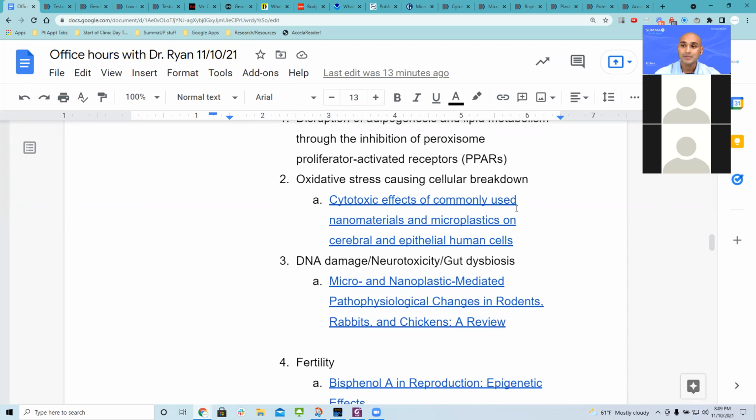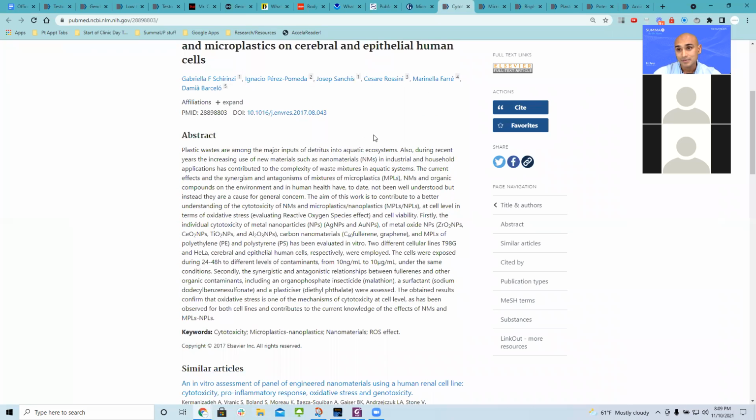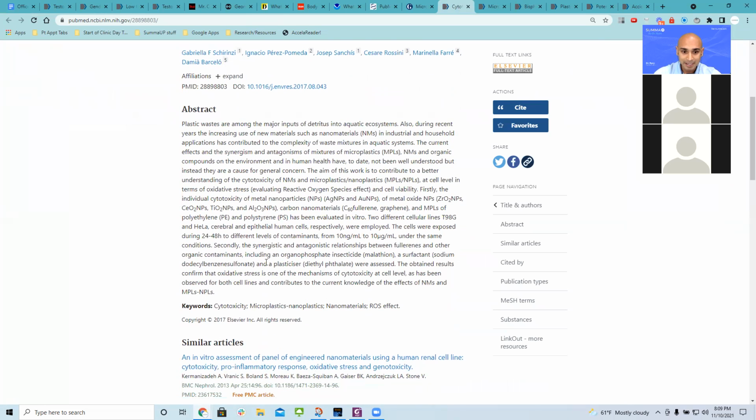So what does that mean? Basically, they act as molecules with unpaired electrons, which can disrupt cellular membranes, right? And here is an article that talked about some of the cytotoxic effects of nanomaterials and microplastics on cells, just to determine the mechanism of action, and it looked at oxidative damage.